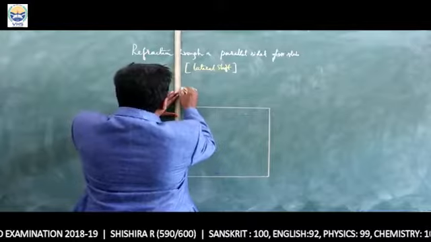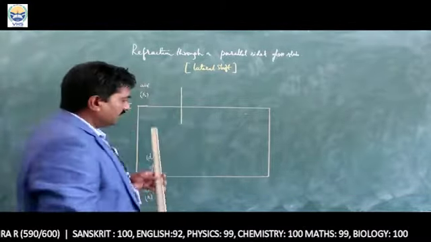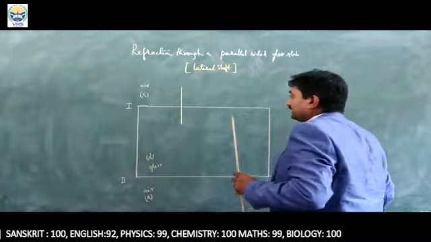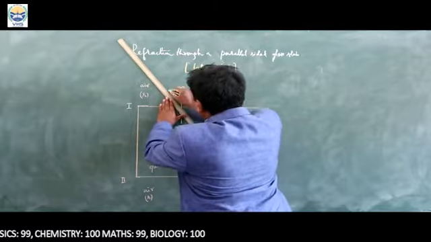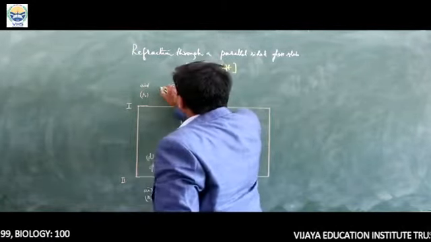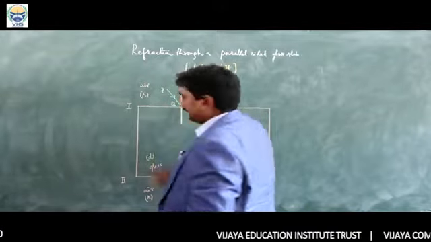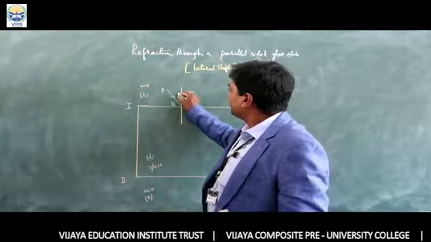Normal to this surface is this. Let me consider a ray of light incident from the rarer to this glass medium, that is the denser medium, at a certain angle of incidence. PQ is the incident ray.